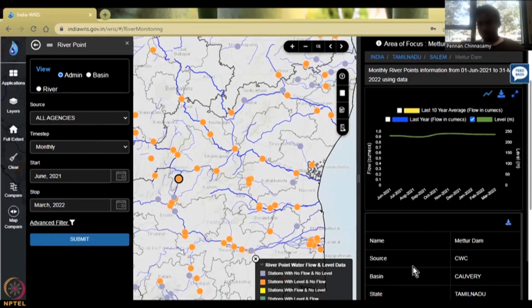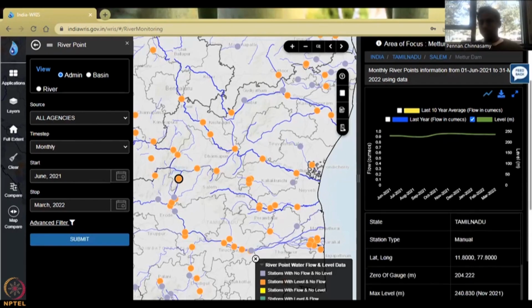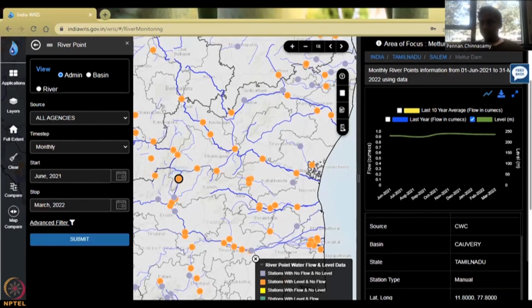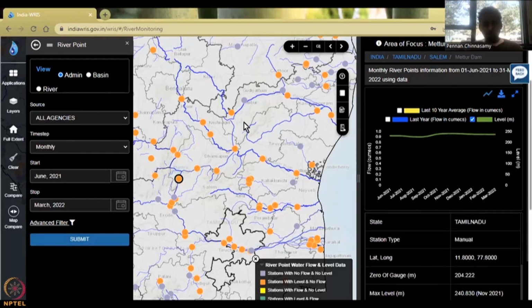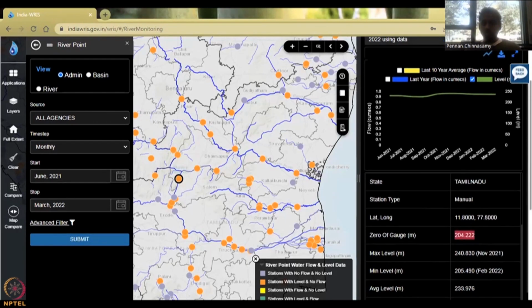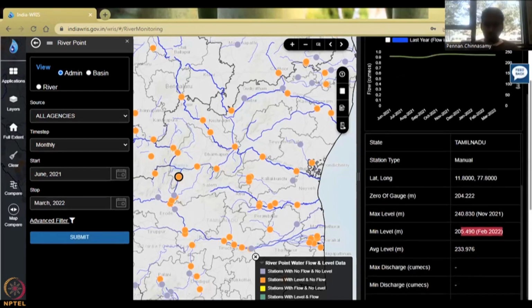Once you put all agencies, then here you can come and see who's owning the data. So here you could see it is CWC, which is your Central Water Commission, and then Kaveri is the basin of the station that is there. The lat long, the zero of gauge in meters, and the max level is 240 on November. Min level during the period you put, average level, etc.